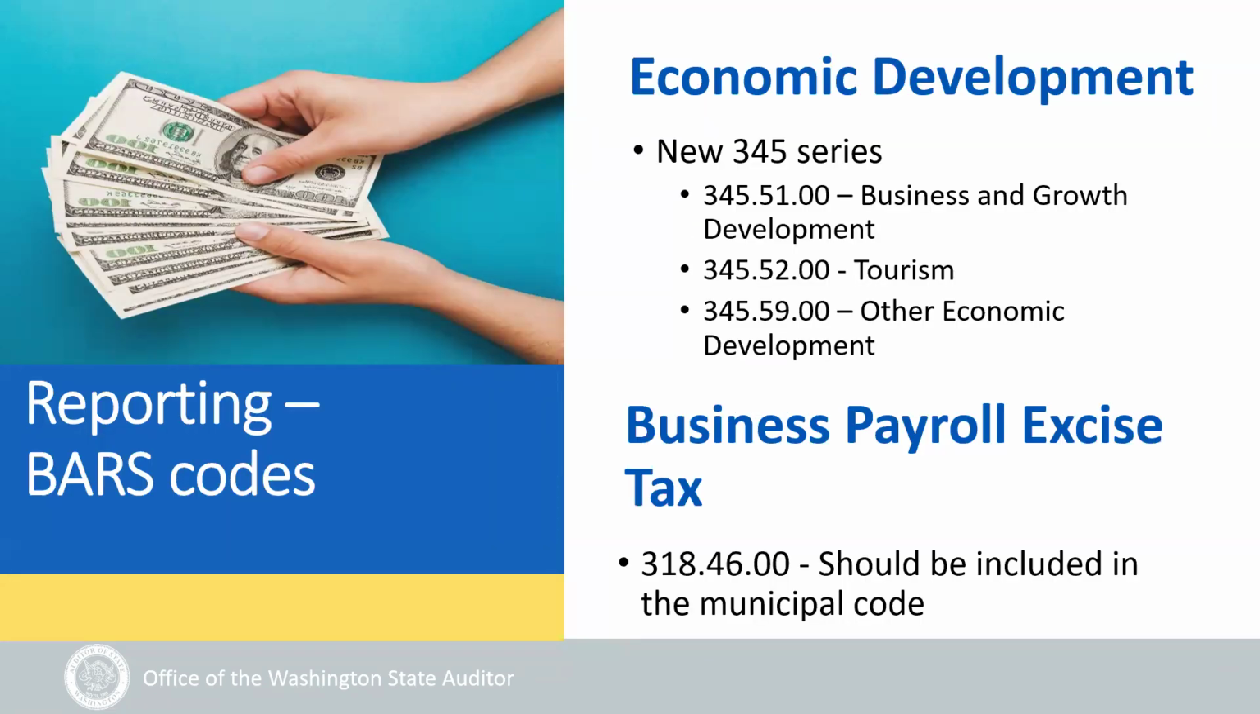Moving on to BARS codes, we have a new series. It is the 345 series for economic development. This series should be used to report proceeds from charges for goods and services, specifically related to the economic development function of the government.